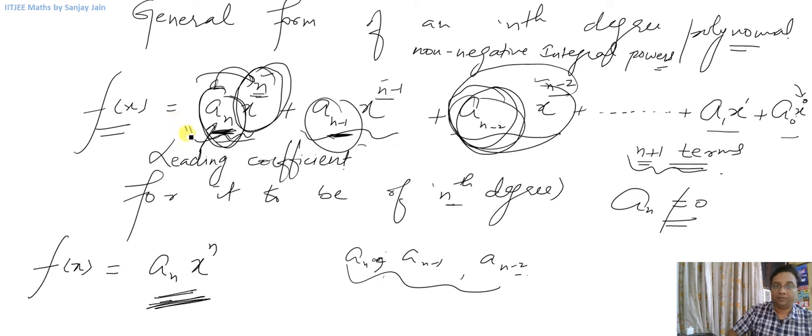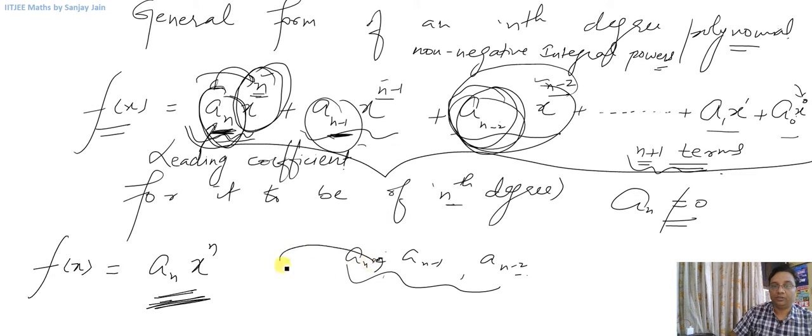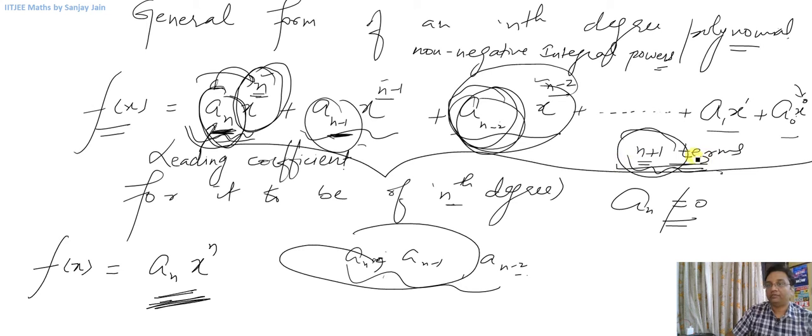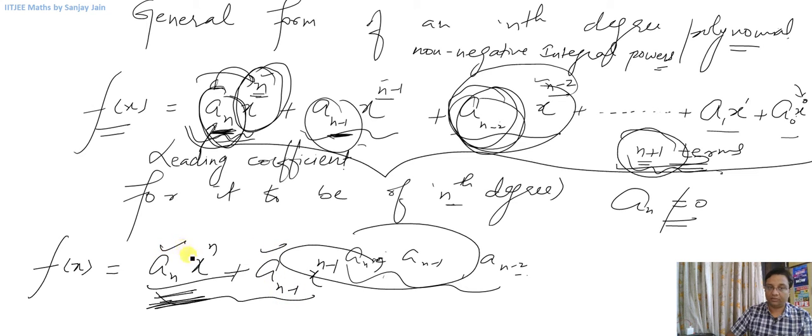And this polynomial was also an nth degree polynomial with non-zero coefficients, and it had n plus 1 terms. So maximum number of terms can be n plus 1. Otherwise it can also have one term, or if these two coefficients are non-zero, then it has got two terms. It can have three terms. So maximum it can have n plus 1 terms.